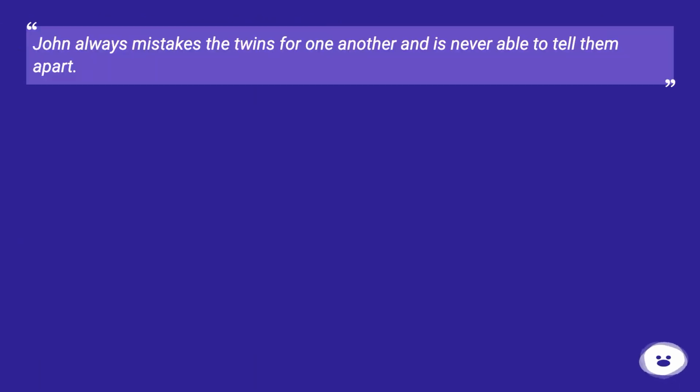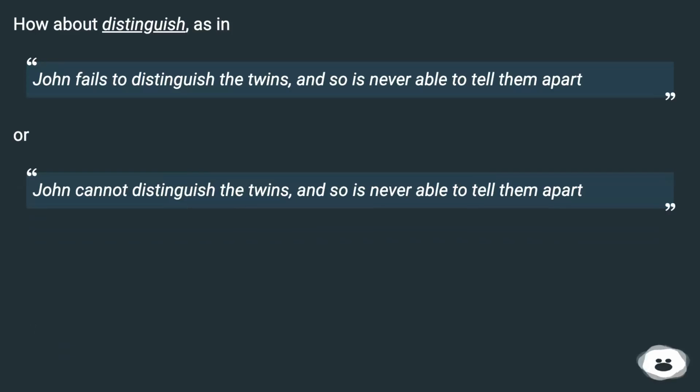John always mistakes the twins for one another and is never able to tell them apart. How about distinguish, as in, John fails to distinguish the twins, and so is never able to tell them apart. Or, John cannot distinguish the twins, and so is never able to tell them apart.